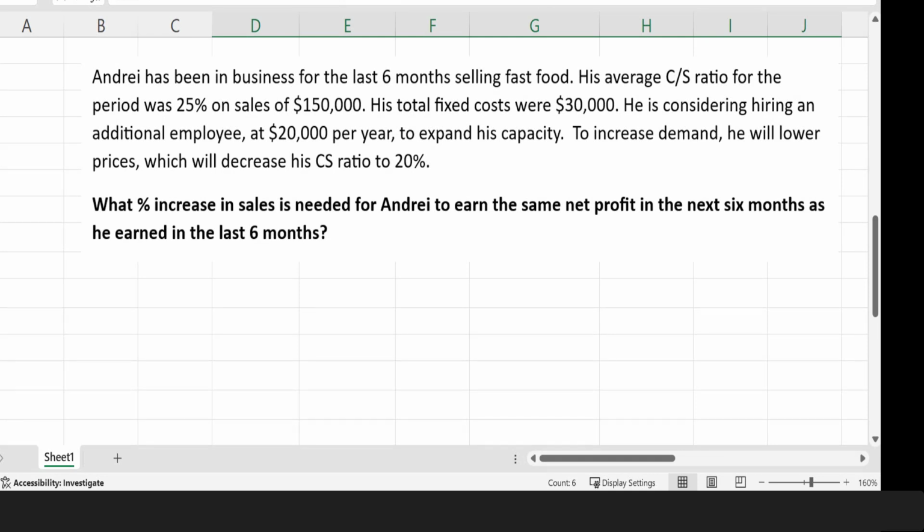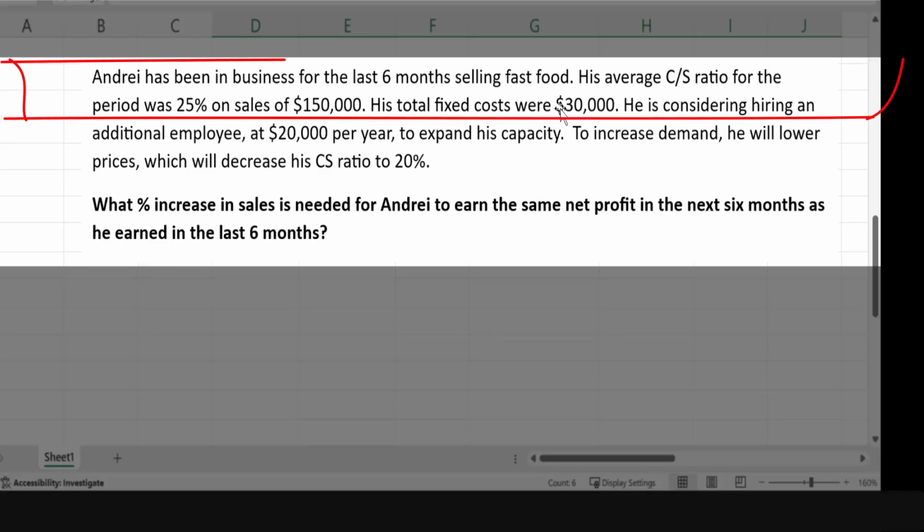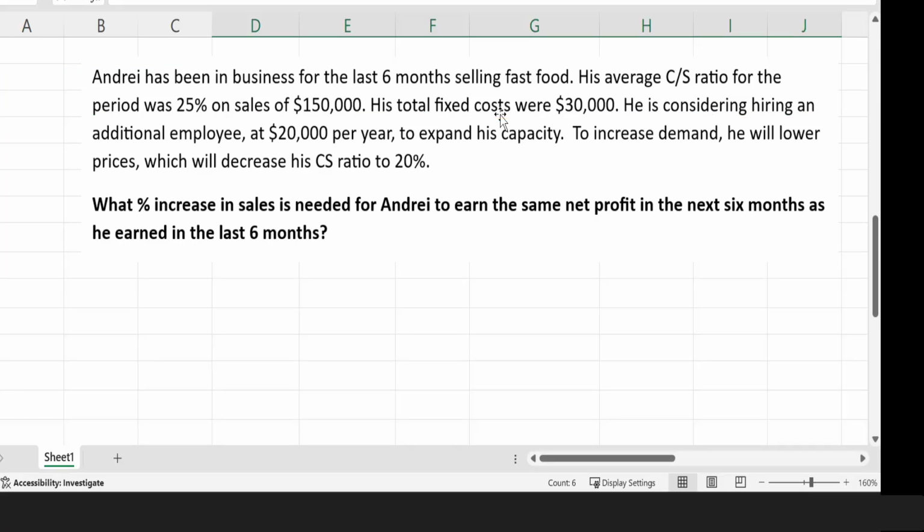Andre has been in business for the last 6 months selling fast food. His average contribution to sales ratio for the period was 25% on sales of $150,000. And his total fixed costs were $30,000. Before we go further, let's do a P&L for Andre, and let's understand this contribution to sales ratio business.